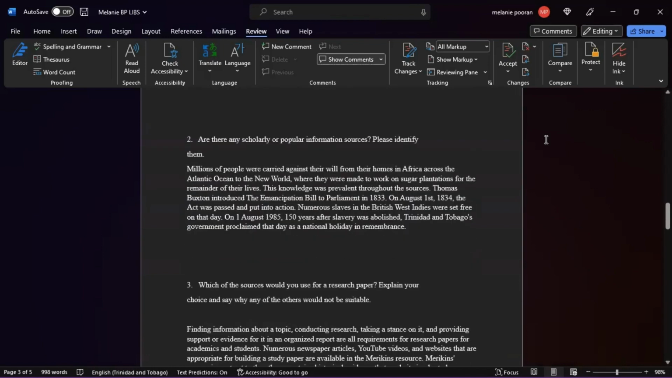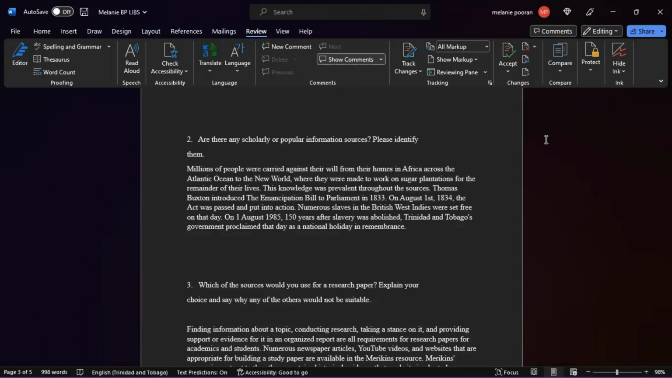Also, are there any scholarly or popular information sources? If so, can you also identify them? Sure. Millions of people were carried against their will from their homes in Africa across the Atlantic Ocean to the New World, where they were made to work on sugar plantations for the remainder of their lives. This knowledge was prevalent throughout the sources.